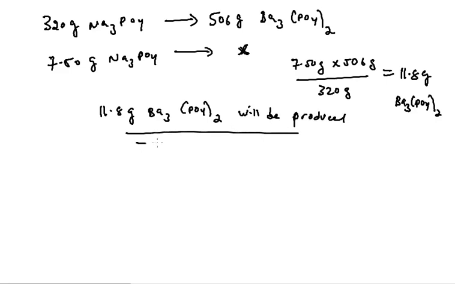So the bottom line is, when you have a reaction of this nature, if two reactants are given, you have to determine which one would be your limiting reactant and which one would be your excess reactant. That way it would be much easier to find how much product you get. Now this is about limiting and excess reactant.